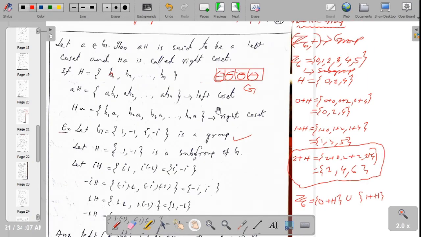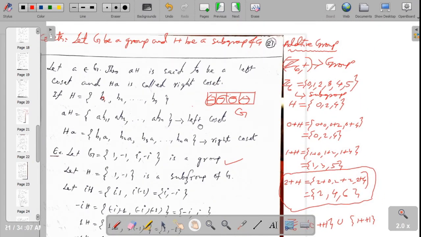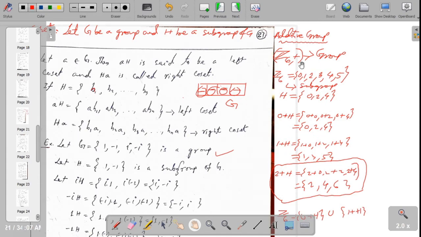Now let us discuss cosets of an additive group. Say for example, let us take an example of Z modulo 6. This is an additive group. It contains elements 0, 1, 2, 3, 4, 5. So let us take one subset of Z6. It is your choice. I'm taking this subgroup H, which is a subgroup of Z6. Now you find the cosets of H.